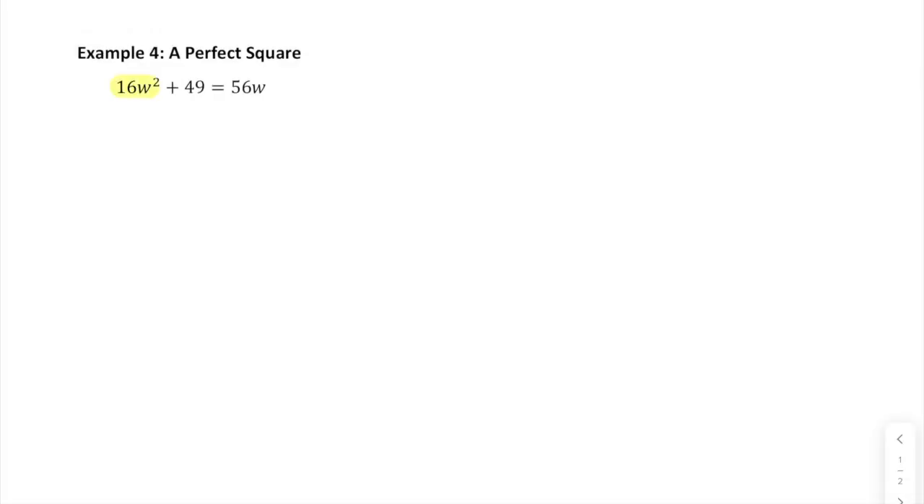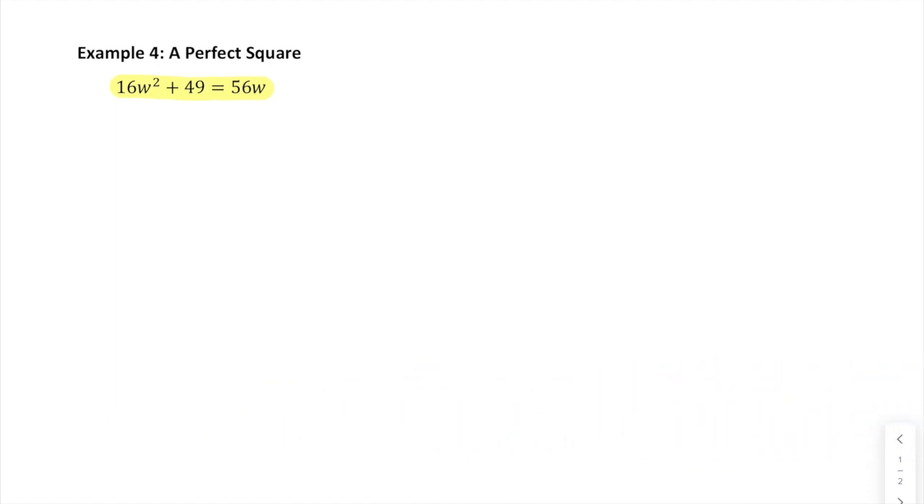What if we have 16w squared plus 49 equals 56w? Yet again, we'd like to factor that fool. But remember that factoring is only helpful if one side of the equation is 0. So we first have to move this 56w over to the left side and put the terms in standard order from the highest power of the variable down to the constant.